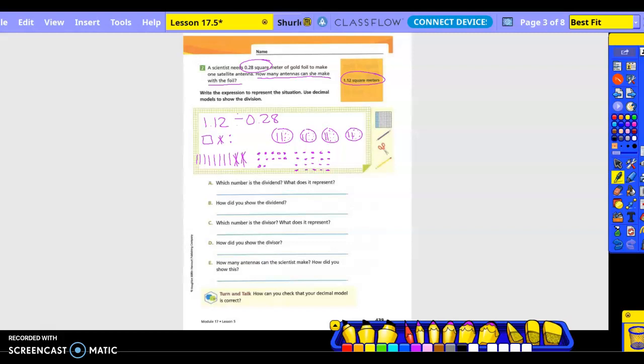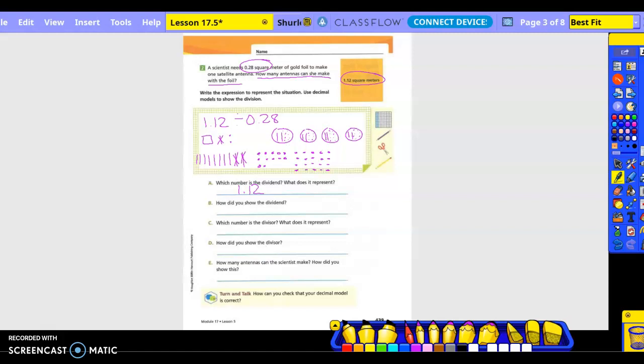So what's in each group? So do I have 28 hundredths in each one? Yes. Okay, so which number is the dividend? So what was our dividend? 1 and 1200. How did you show the dividend? So we drew 1 flat, a long, and 2 small cubes.